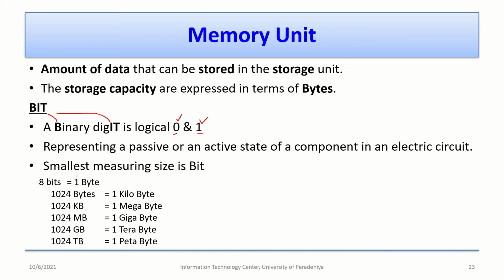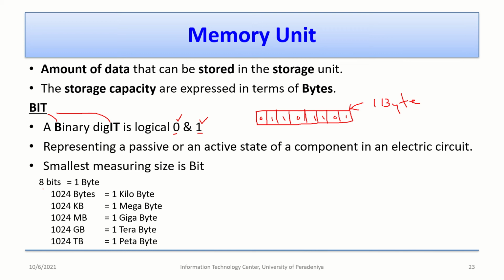So 8 bits is called 1 byte. That means you may have any number of bits, but if you take 4 into 2, that is 8 bits, right? 8 bits, then we call this 1 byte, right? So this can be 0 1 1 0 1 1 likewise, right? So here we have 8 bits, then we call this 1 byte, right? This is 1 byte.